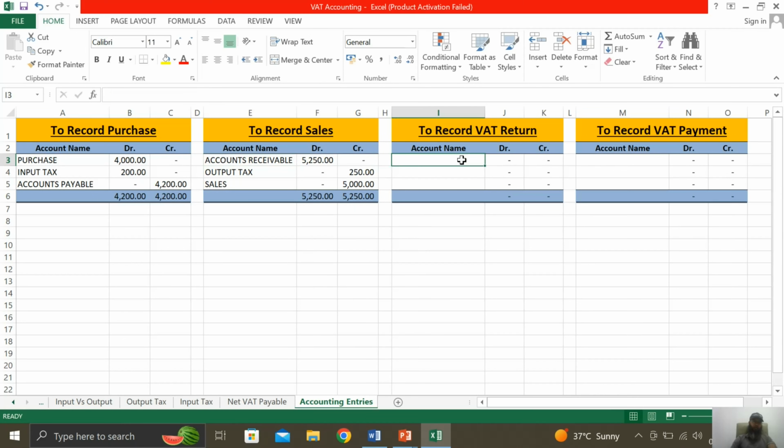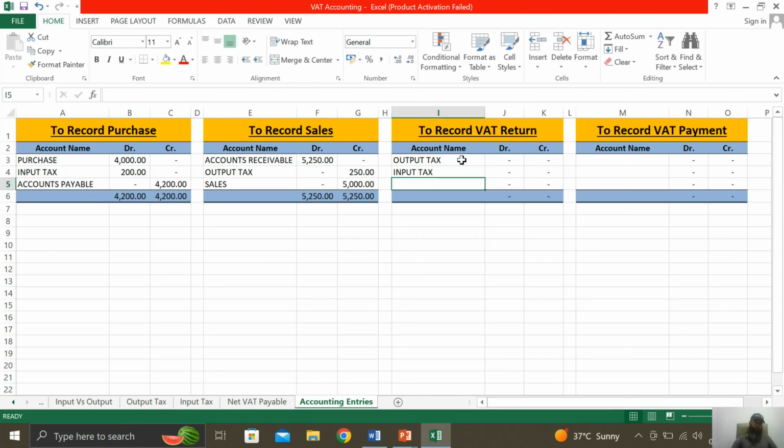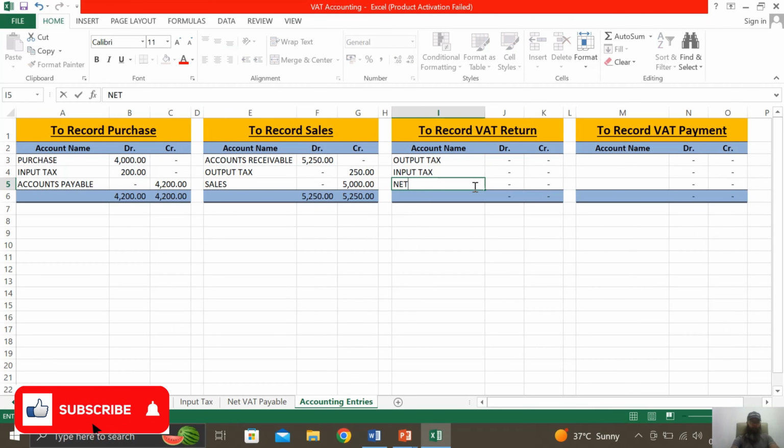Then it is coming how to record a VAT return. When you are going to record a VAT return, you have to give debit to the output tax, and you will give credit to the input tax. Like this, you will make your ledgers on that particular date of the VAT return period. For that period, you will make your ledger 0, and the net VAT payable will be credit.